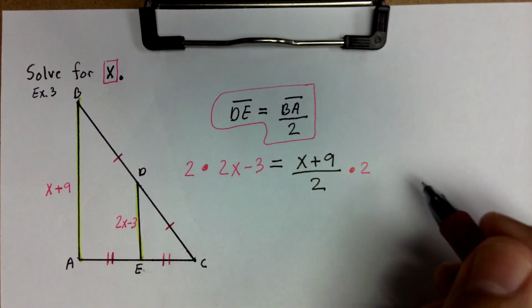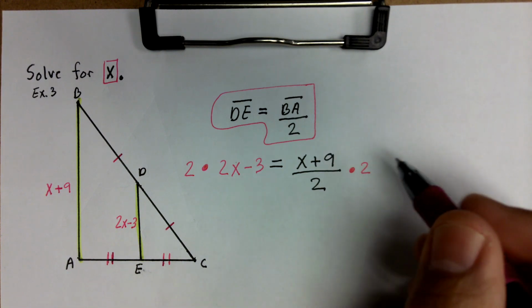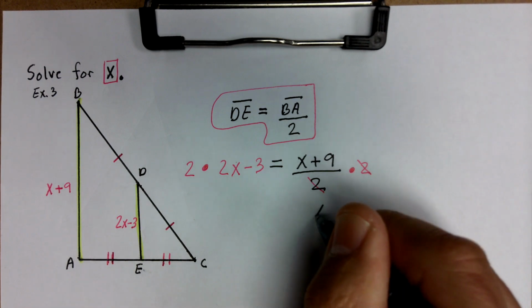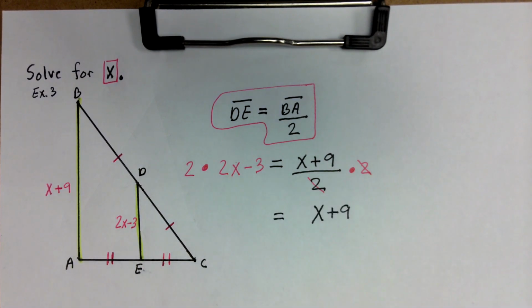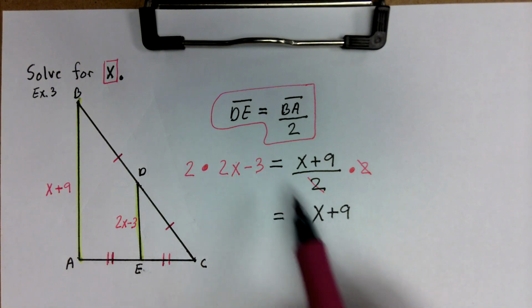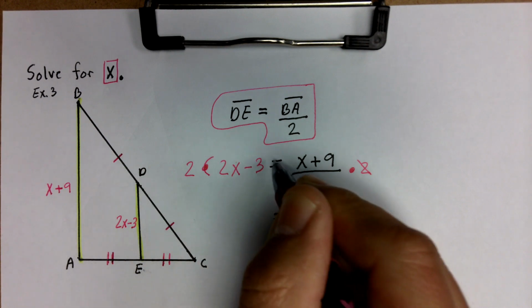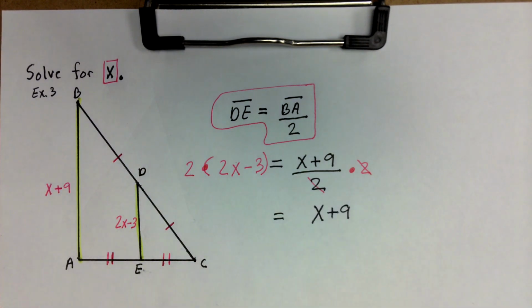Now on the right side, remember anytime you multiply a fraction by its denominator, they just cancel. So we can just cross them out. And on the right side, this simply becomes x plus 9. And on the left side, we have to multiply this 2 to this entire expression. So what I'm going to do is, I'm actually going to draw parentheses around it, because that helps me not forget to multiply this to both terms on the inside.